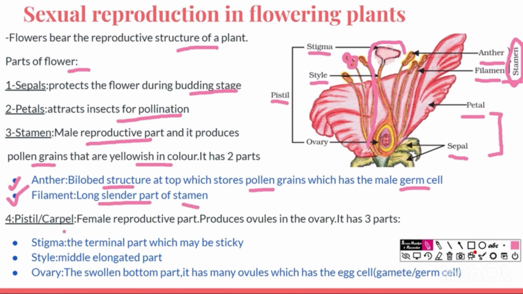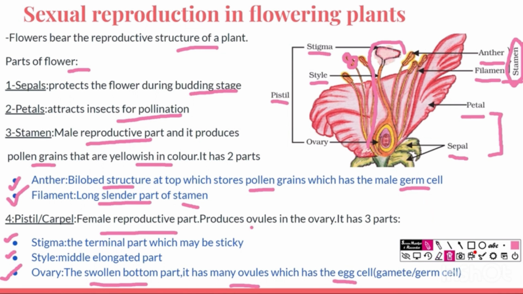Then pistil or carpel is the female reproductive part and it produces ovules. These ovules, I told you, are present inside the ovary. So pistil or carpel again has three parts: the stigma, style and ovary. The stigma is the terminal part and it is located at the top. It is sticky. Then we have the style, which is the middle elongated part, and then we have the ovary, which is the swollen bottom part, and it has ovules which store the egg cell or the gamete. The ovule is not the gamete, but inside the ovule there are gametes or the egg cell. So these are the different parts of a flower.